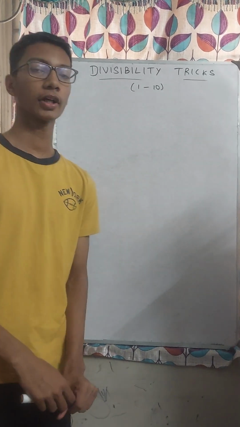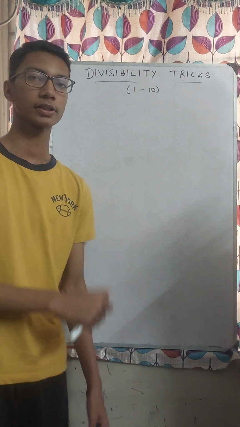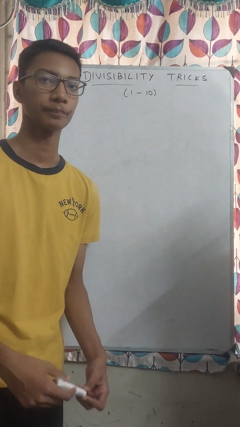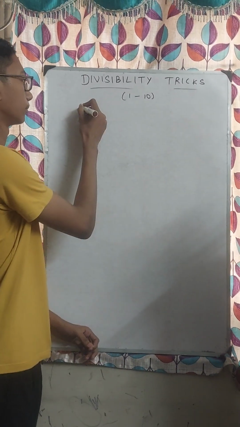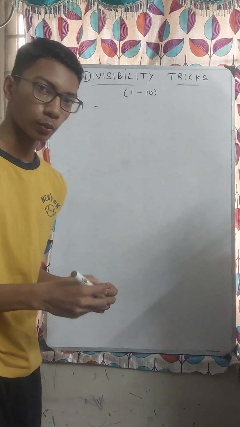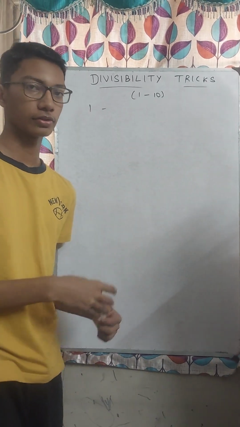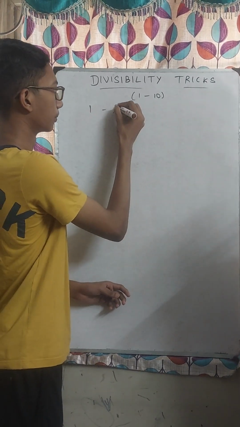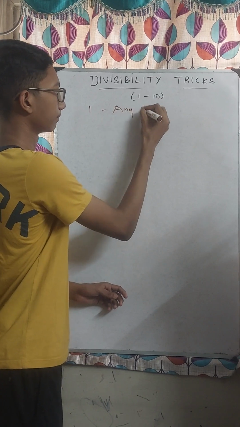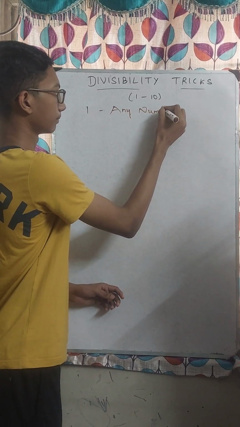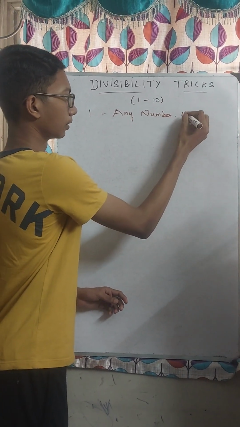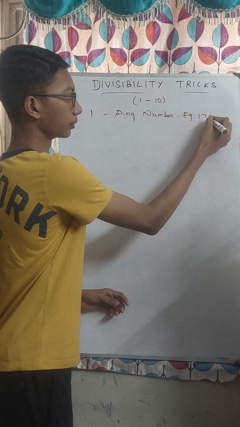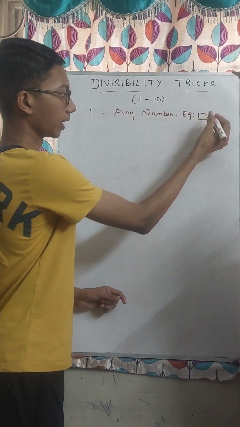In this video, we are going to be seeing about the divisibility tricks for the numbers 1 to 10. Let's start with 1. 1 is just an easy number. Every number is divisible by 1. So we can write any number. Example, even the prime numbers are divisible by 1, like 70.